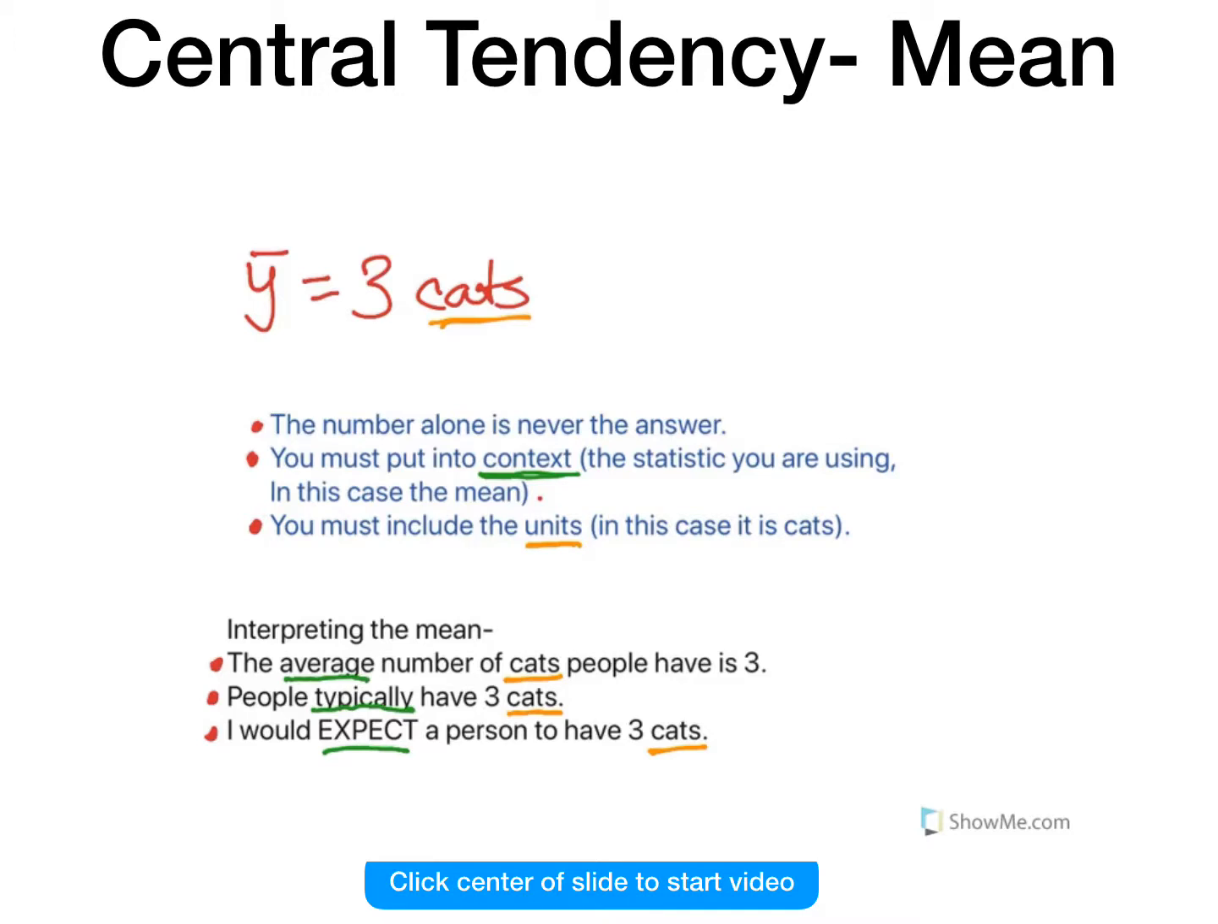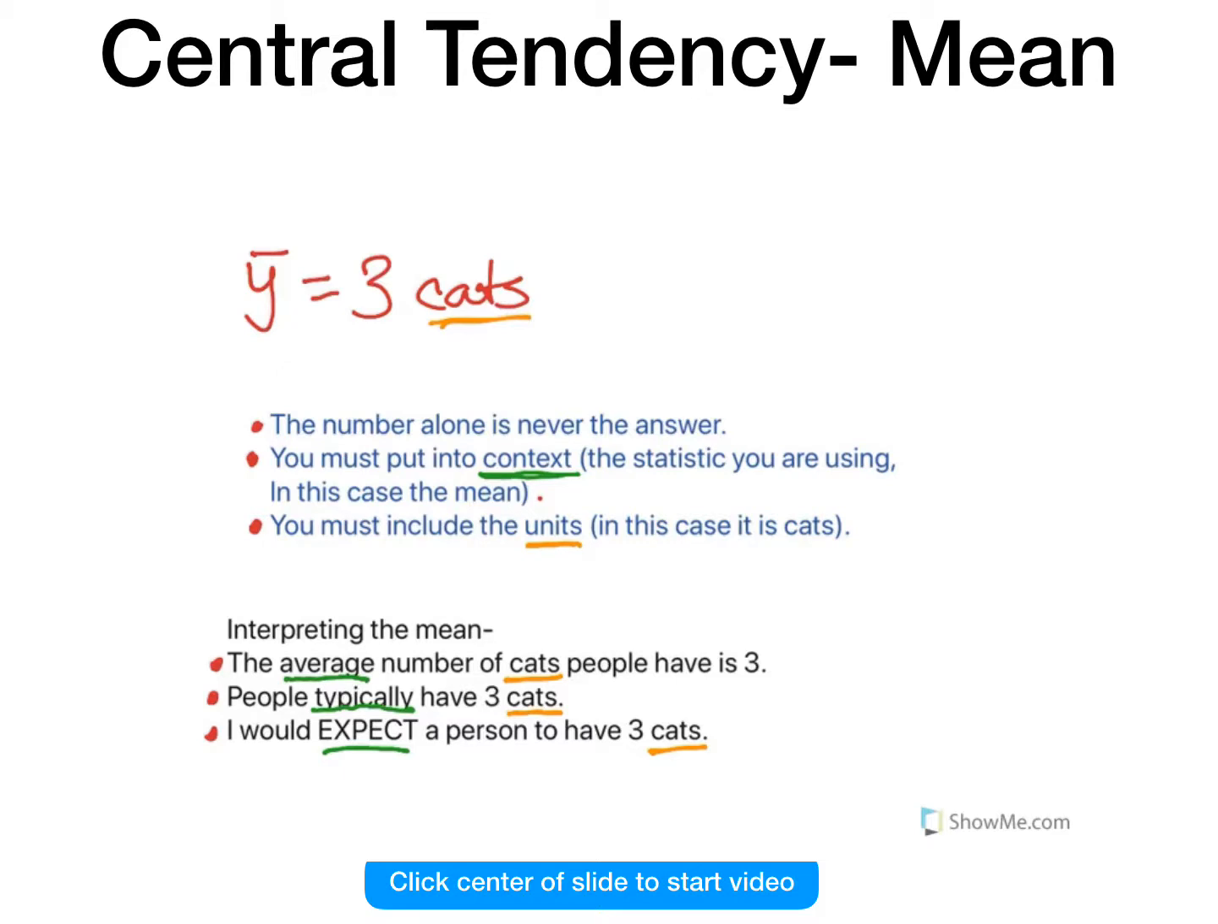In statistics, the number is never the answer. You have to interpret it. The way that you interpret a result is by context. What kind of calculation or measure were you doing, and what are the units of the variable? In this case, the units of the variable are cats. If we were asking about the number of apps you have on your phone, the units would be apps. If it was the number of bananas on your countertop, the units would be bananas, and so forth.